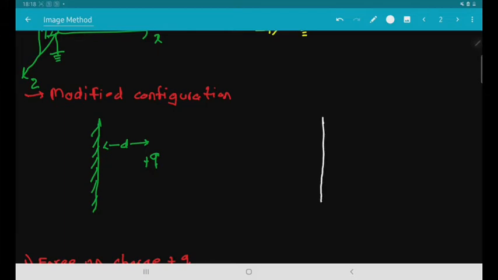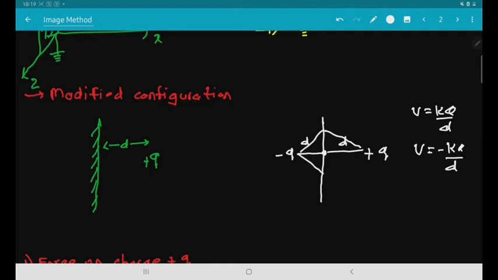Let us consider these points. If a positive charge is there here, and if we consider a negative charge here at the same distance d, we know that the potential at the midpoint will be zero, because the formula for potential is kq by r. The positive charge will create positive potential, whereas the negative charge will create negative potential, and the total potential at this point will be zero. Similarly, other points also we can calculate and see. At all the other points also the potential will come zero.